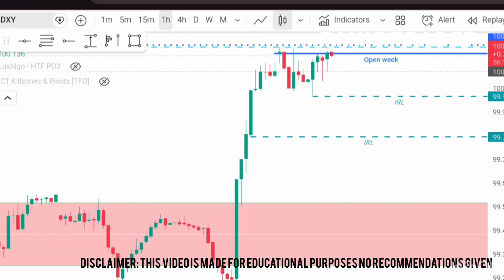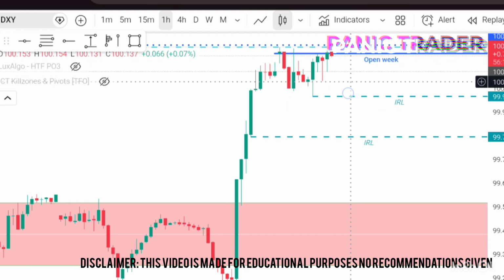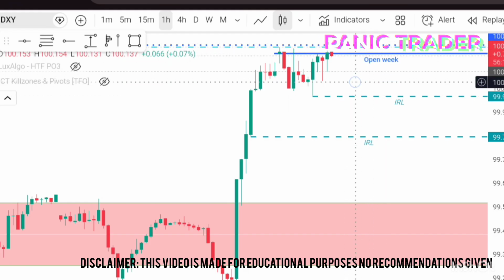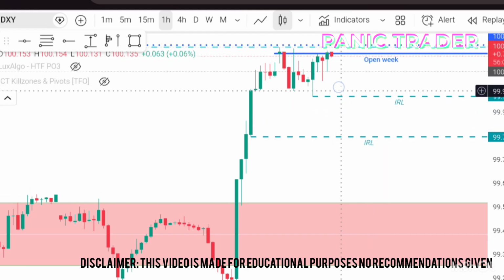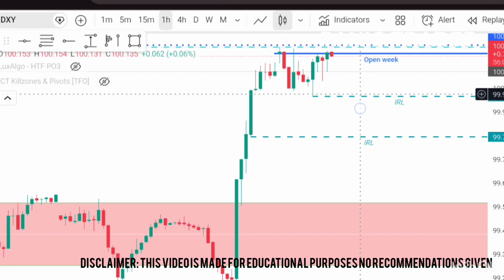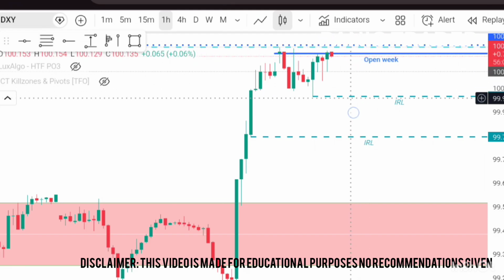Since we have marked the dollar's weaknesses and strengths, I have marked two zones, demand and supply. I can't predict whether it will go upside or downside, but I have marked the possible demands and supplies. If it is coming to a demand zone, we are going to buy. If it's going to a supply zone, we are going to sell.